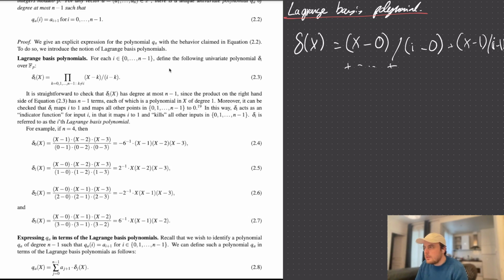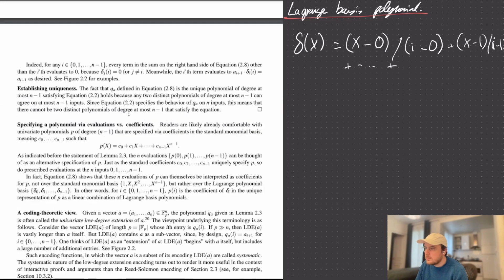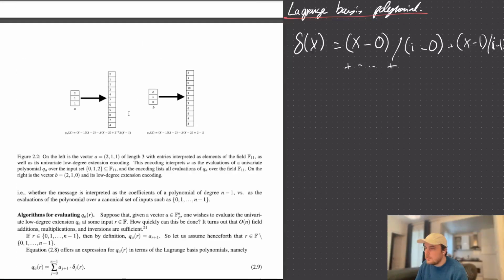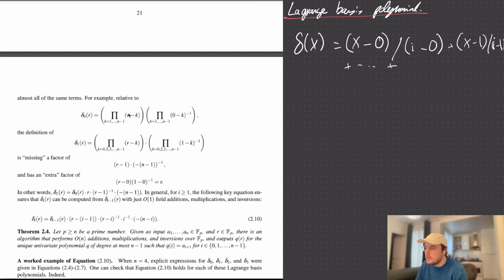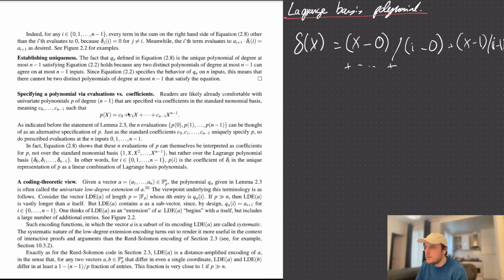So it's straightforward to check that the polynomial has degree at most n minus 1, since the product on the right hand side has n minus 1 terms, each of which is a polynomial in x of degree 1. Just trying to check if it's the proof. Okay, it starts to get very specific.